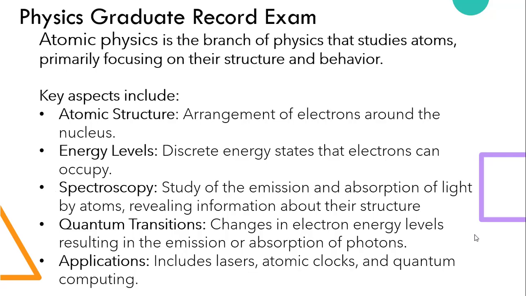Speaking of atomic physics, it's a branch of physics that studies atoms, primarily focused on their structure and behavior. So if you look at the atomic structure, this is the arrangement of electrons around the nucleus, where the nucleus consists of protons and neutrons.